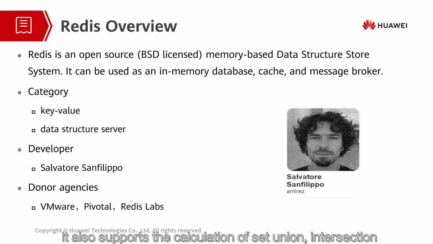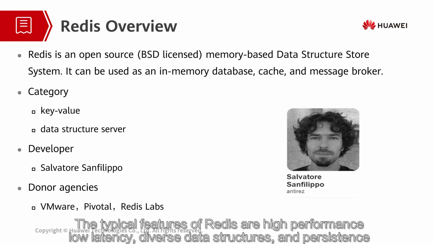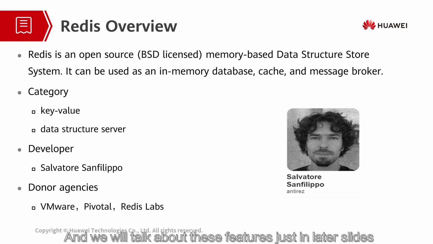It also supports the calculation of set union, intersection, and complement, as well as multiple sorting operations. The typical features of Redis are high performance, low latency, diverse data structures, and persistence. And we will talk about these features in later slides.